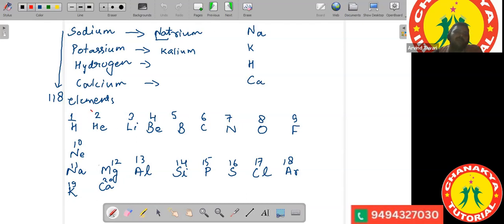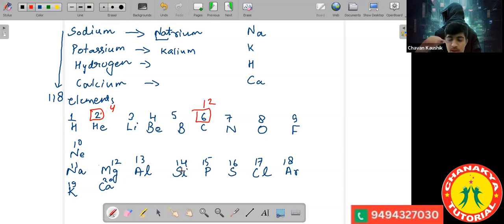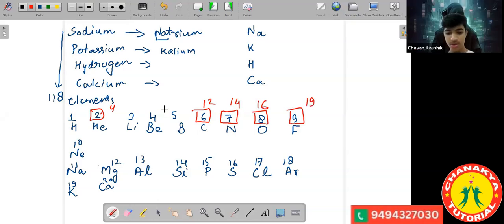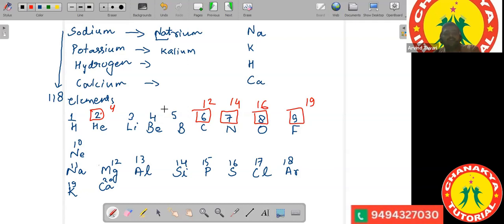For example, helium has an atomic mass of 4. This is atomic number. Carbon has atomic mass of 12. Nitrogen 14, right? Oxygen 16. But fluorine has 19. Why? Not 18. Why? We will see it later on. But in this way, it will give you some idea of how you can find out the atomic numbers and atomic mass.